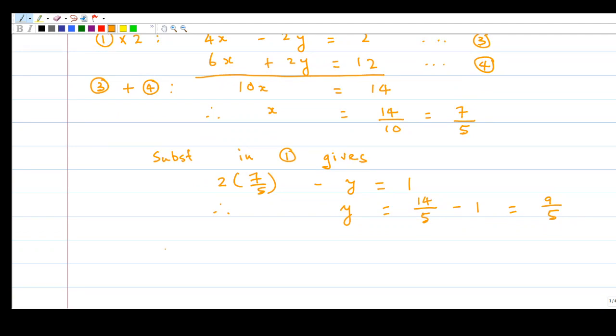So therefore x is equal to 7 over 5 and y is equal to 9 over 5. And that is our solution.